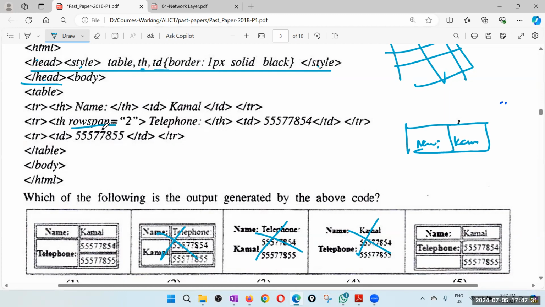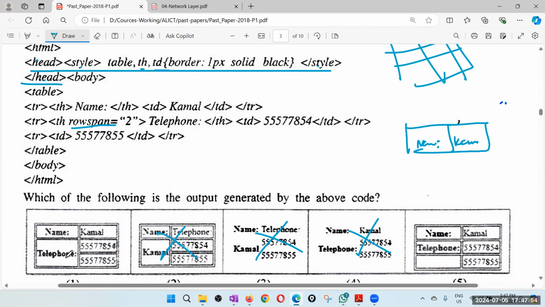Then second one, row span is 2. That means it must take 2 rows. So therefore it can't be something like this. It must be something like this. So hopefully then this is also bold. Okay. Because it must take the next row also. Okay. And it must be telephone. And it is TH. It must be center line because it takes the full width.